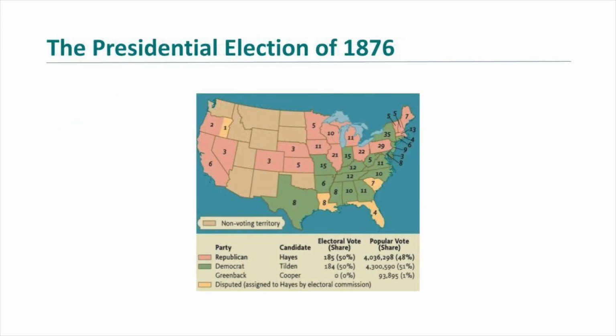And here is a good map of the presidential election of 1876. Now, the thing is, it looks like Tilden has won more because of all the green, but the population and the popular vote is skewed. Okay, so you can see that it's very close. As I said, Louisiana, Florida, and South Carolina were disputed, right, and then assigned to Hayes by the Electoral Commission.